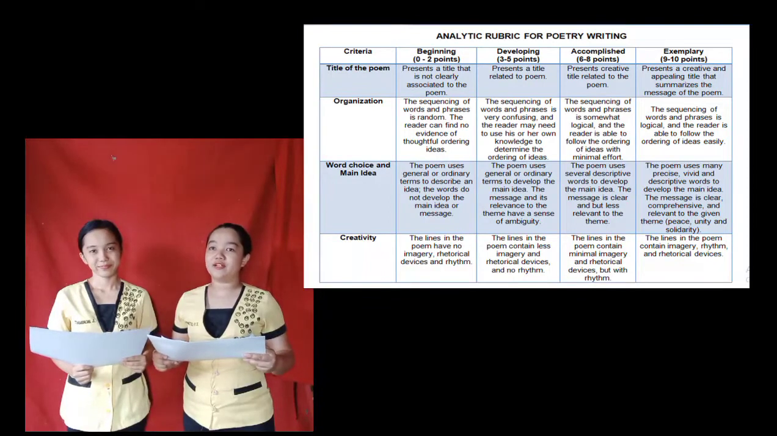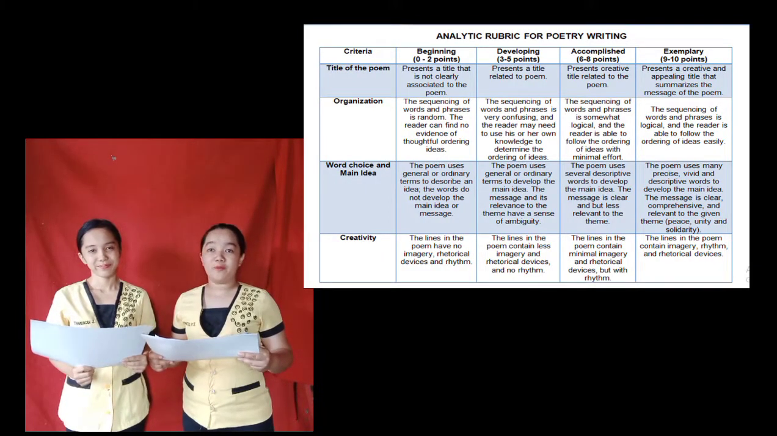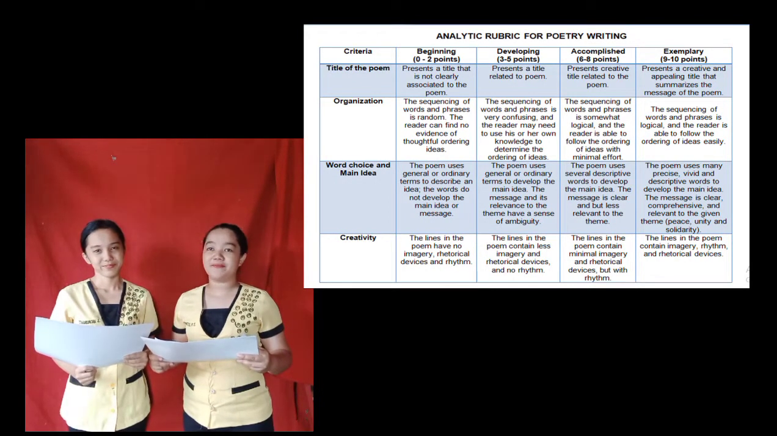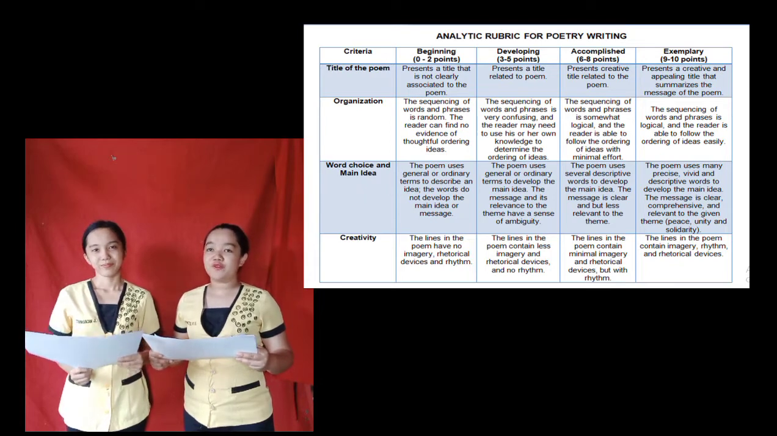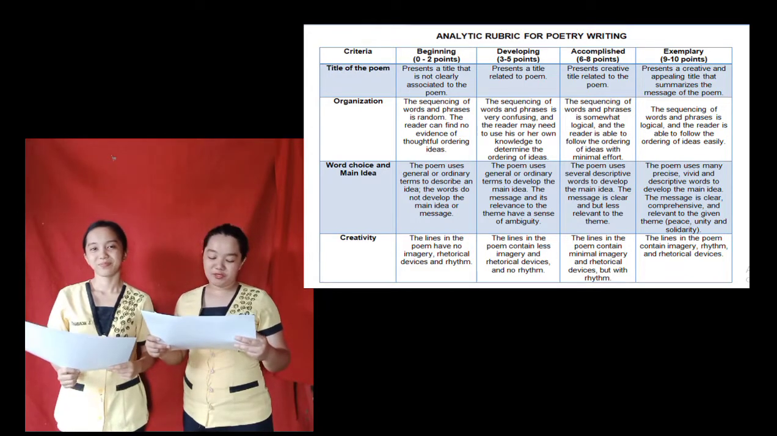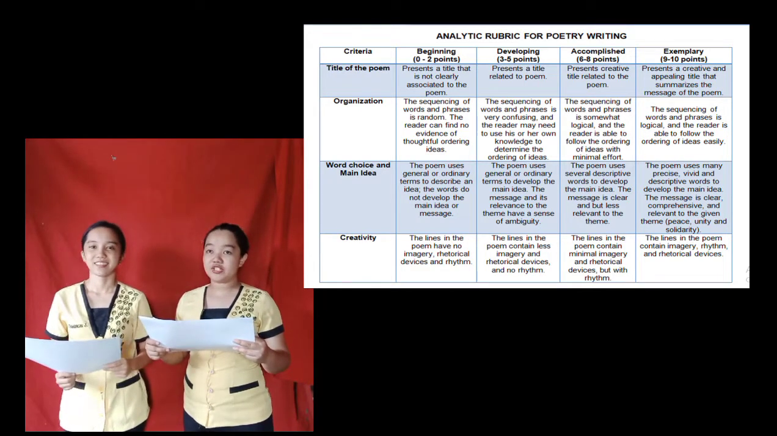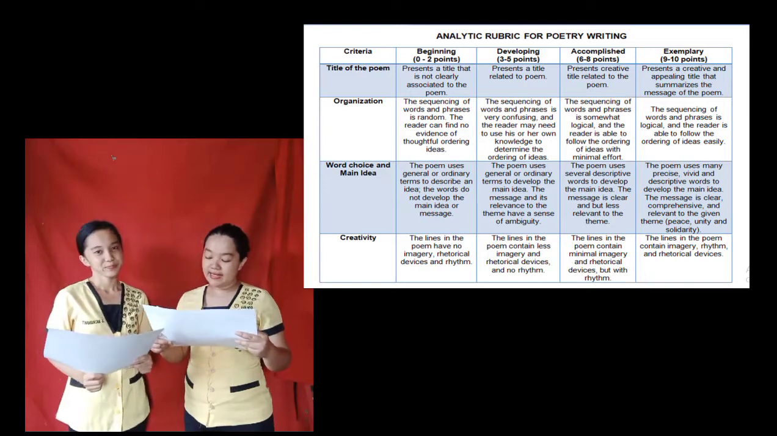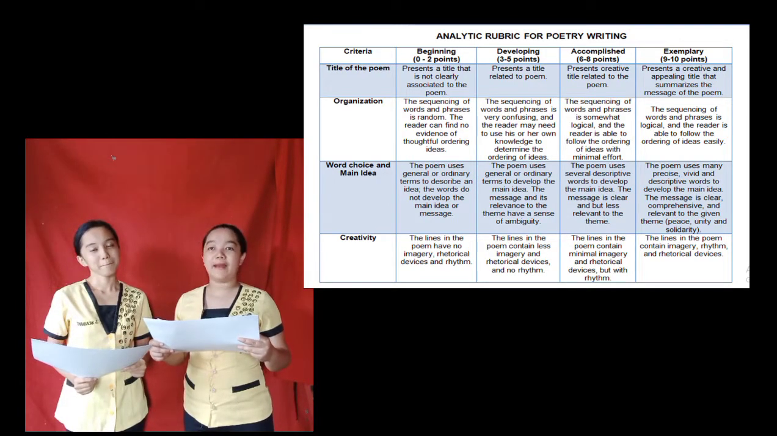Next is analytic rubric. This rubric contains 4 evaluative criteria with 4 corresponding rating scales. The first rating scale is beginning, which has 0 to 2 points, developing 3 to 5 points, accomplished 6 to 8 points, and exemplary 9 to 10 points.